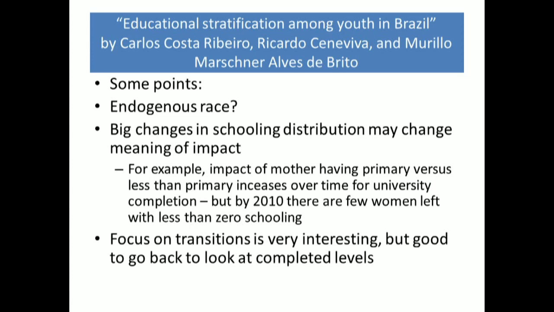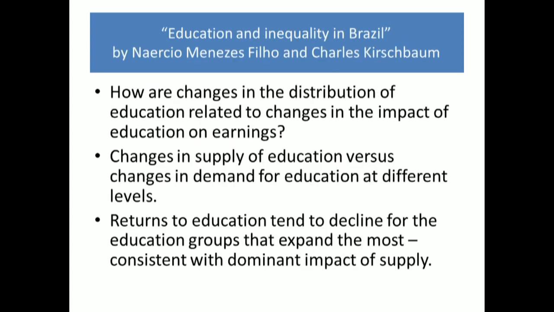Other than the point that the distributions, as they make in the paper, are changing a lot. So the advantage of mothers having primary education compared to 0 isn't as interesting as you go along, because it starts to become a very small group. What's wrong is that this actually isn't what happens with their university completion. It's really at the higher levels that the action is. And the transitions are very interesting, but it's good to look at the completed levels.